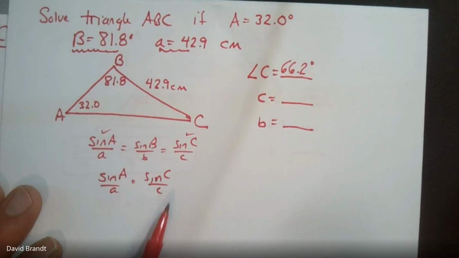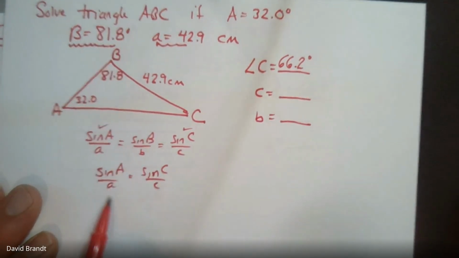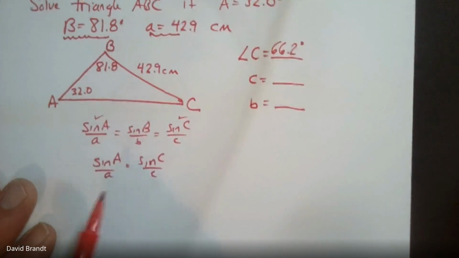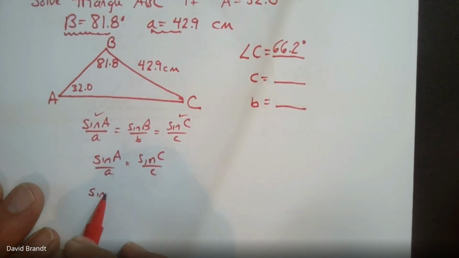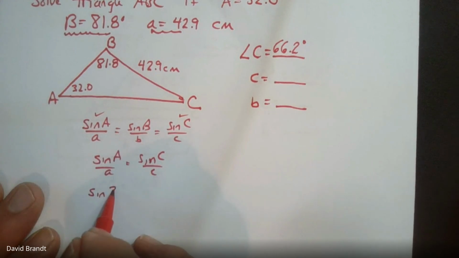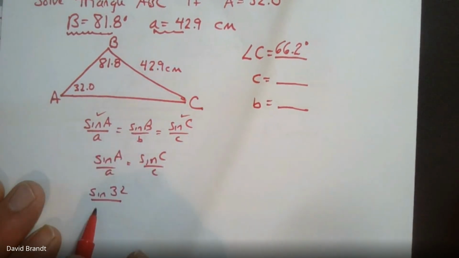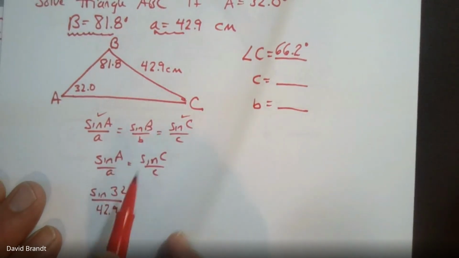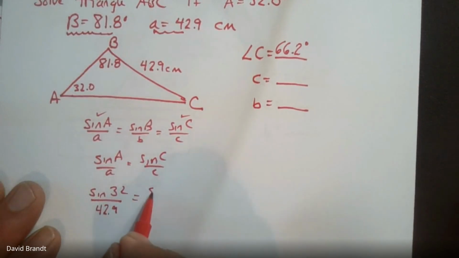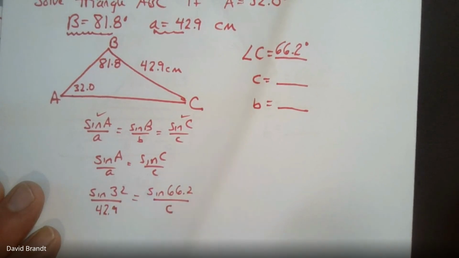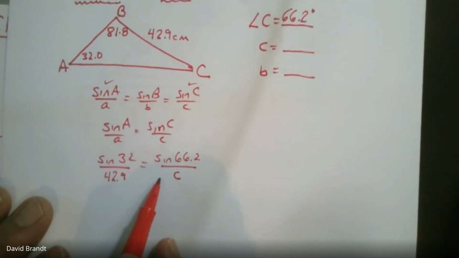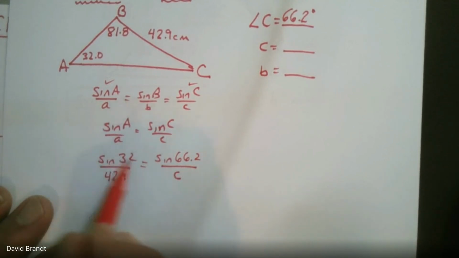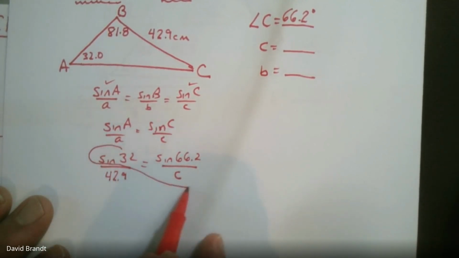Just make sure when you plug everything in, you know all but one. I know both of my A's. I know angle A is 32, and side A is 42.9. And I know that angle C is 66.2, so sine of 66.2. And we're solving for side C. Now, this is a fraction equals a fraction, so you can just cross multiply, make a butterfly.